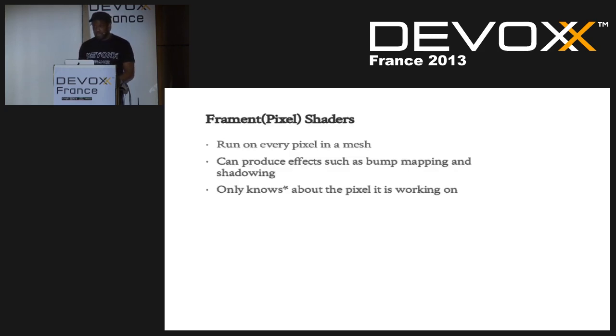And we also have pixel shaders, which run once on every pixel in a mesh. They don't know what's going on with any of the other pixels. There is a way that you can transmit messages between shaders using a thing called uniforms. And that's useful for things like bump mapping or shadowing, something where you need to have a graduated effect as you move to or from a certain pixel or vertex.